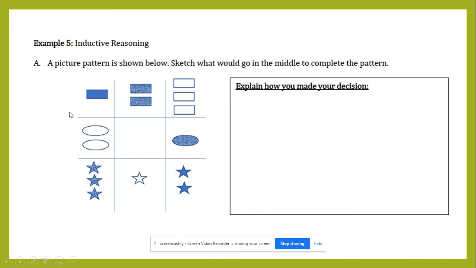I also see that the rows are all the same shape. So it looks like the middle row is going to need 3 ovals. So 3 ovals are missing in the middle. Another thing in our picture is that some of them are shaded in, some of them are not shaded. Try to draw out what you think would end up happening in that middle. Feel free to pause.